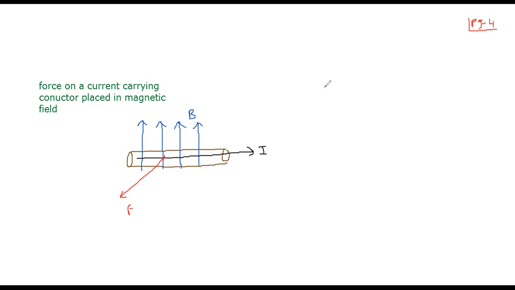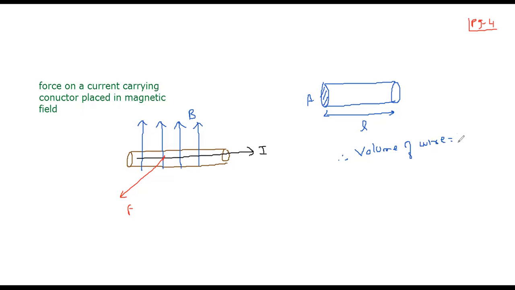And one more thing is a wire. Clear? What is area of the wire? It is A. What is length of the wire? It is L. Therefore, what is volume of wire? Equal to AL.